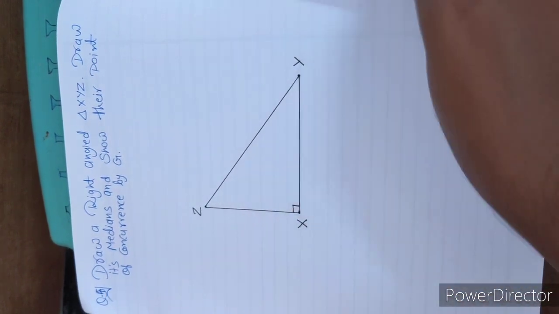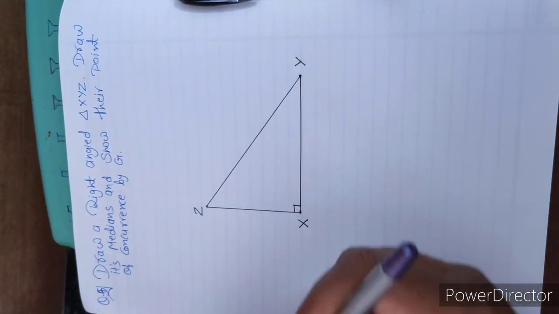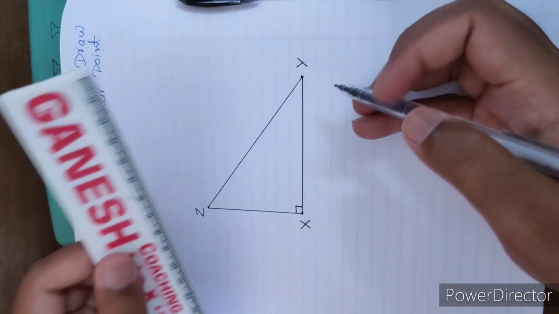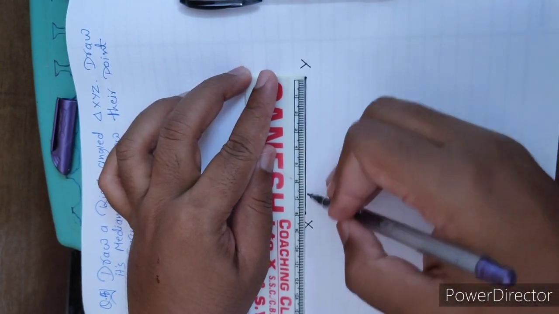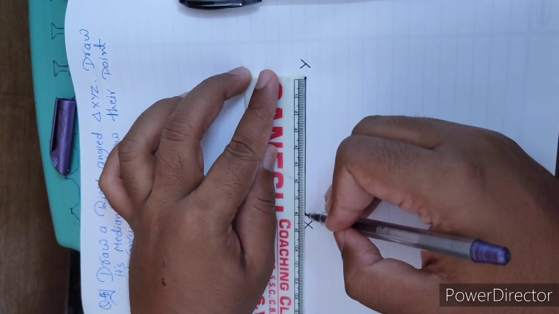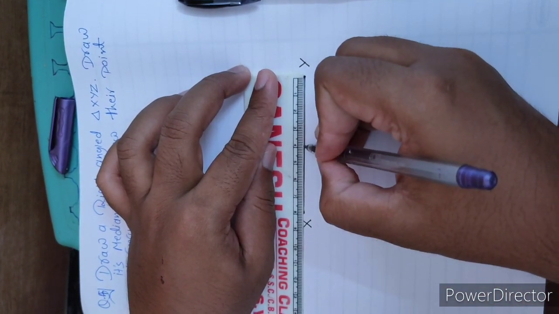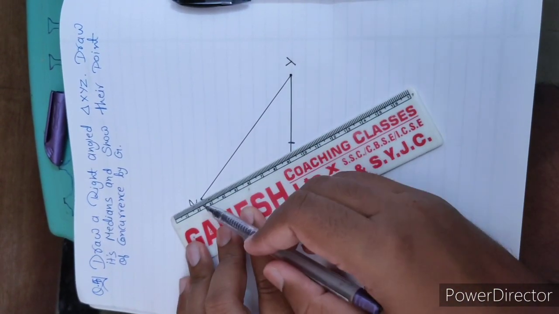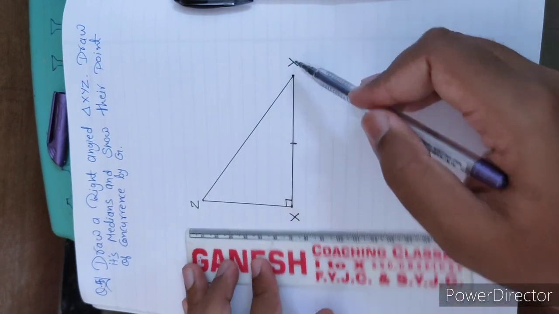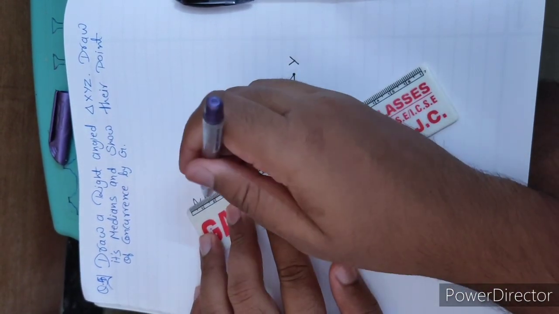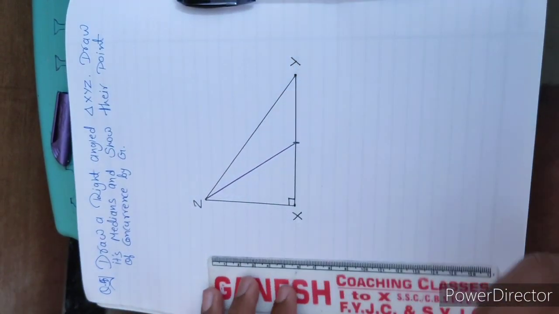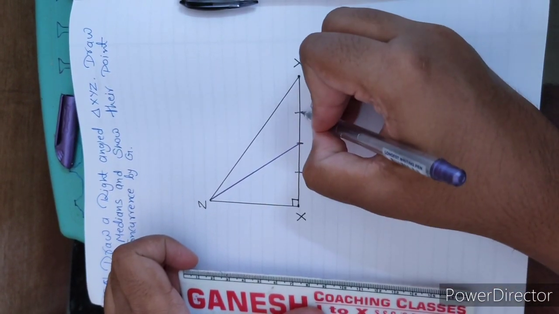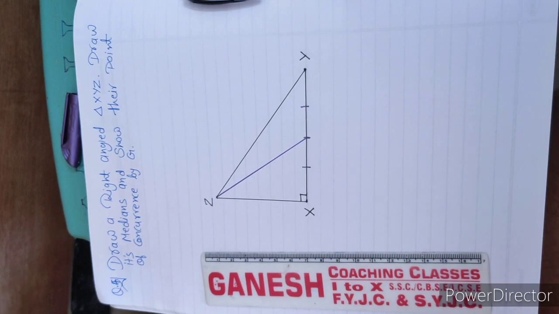Here we have to draw medians, and we know that the median passes through the midpoint of the line. So we will measure the base of the triangle, which is 8 centimeter, so the median will pass from 4 centimeter. Here we will draw the first median from angle Z to the side XY, in this manner. We drew the first median, so we will put here 1 dash. Understood? Now we will draw the second median.